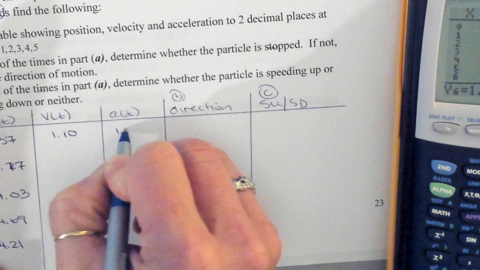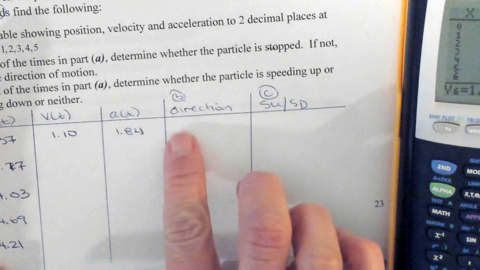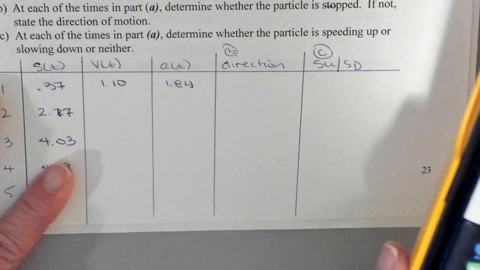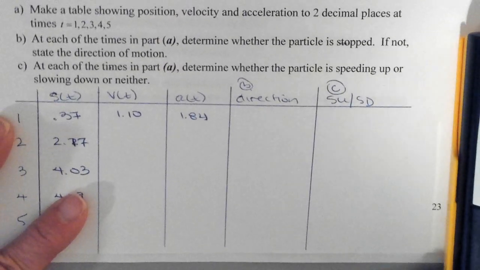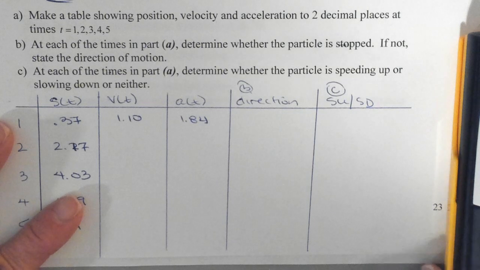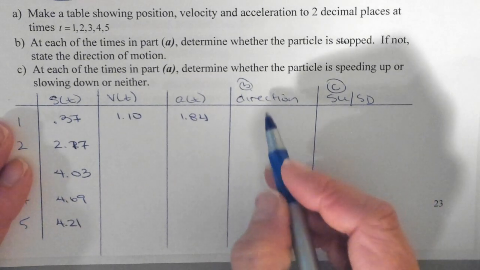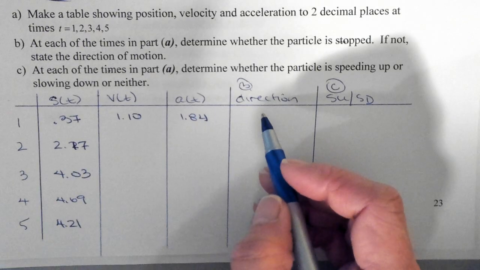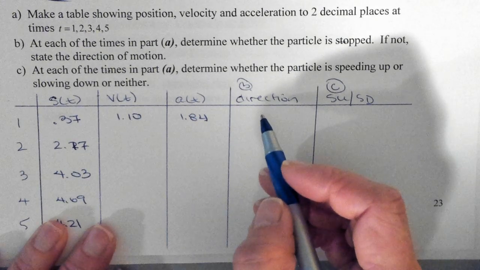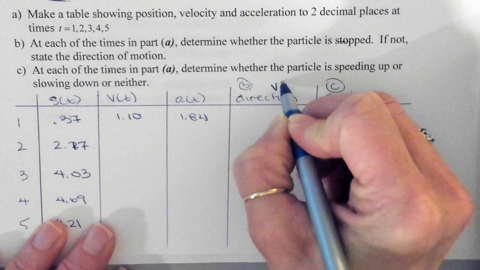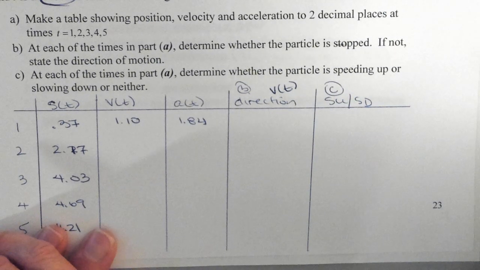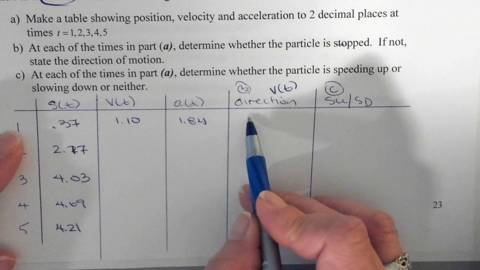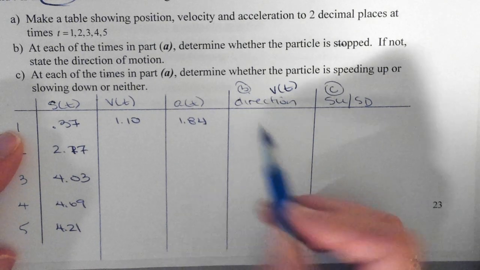Is this right? 1.84. Okay, so what we want to do is just fill in these values, given the calculator. Now, when I'm looking at the direction, what am I looking at to determine the direction? Am I looking at position, velocity, acceleration, combination of the two? Yes, I'm looking at the sign of the velocity function. Okay, so right now, at time 1, are we moving left, right? We're moving to the right.